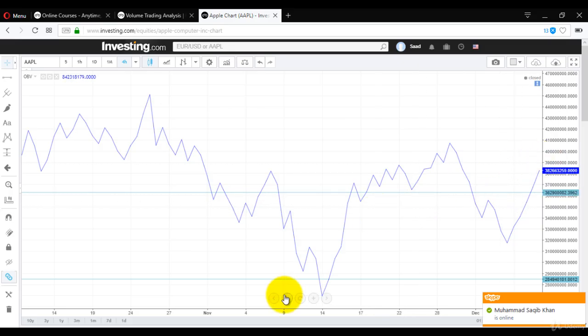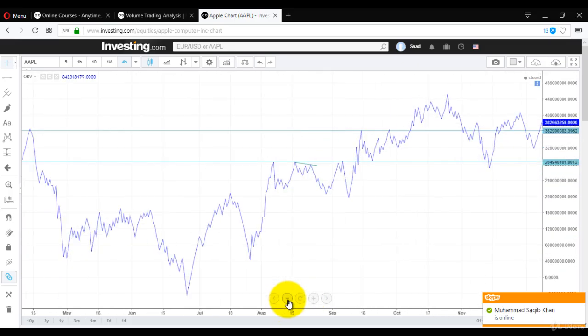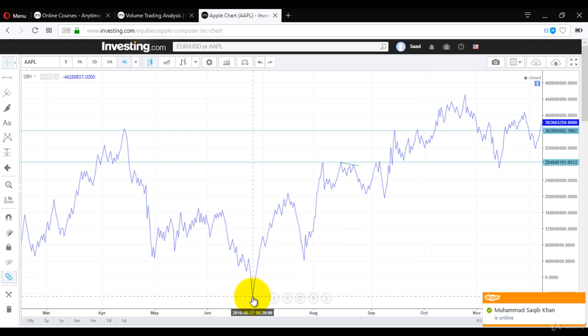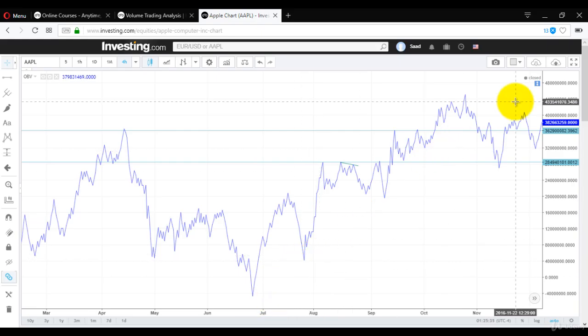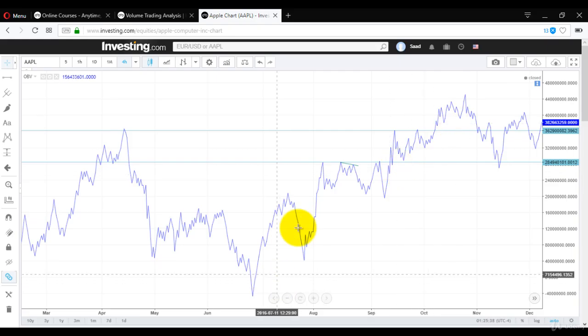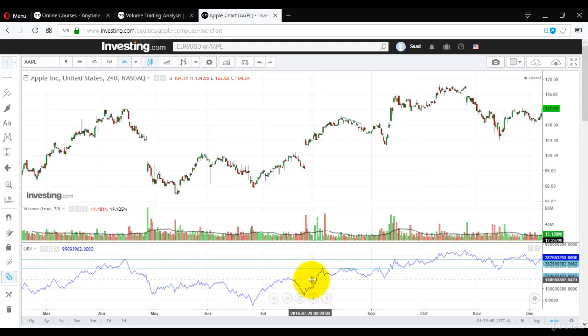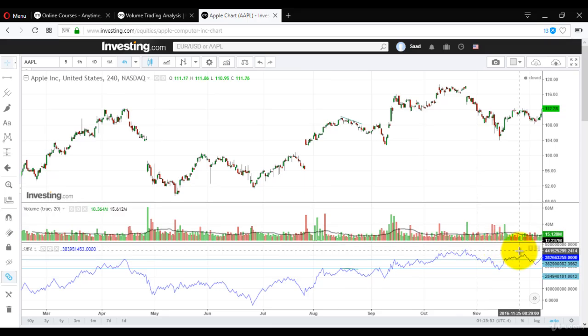Now it's rising up. Let me zoom out to show you. If you look at it, the first major low was this, this low is lower and this low is higher. So it tells us that the rise is coming up, and it rose eventually. If you would have bought it right here somewhere, it was 104. It rose, and then this was the second high, 111.